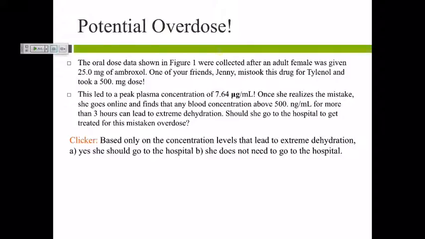Okay, can we figure out the final concentration at 3 hours? That's something you guys can do. Do it, and as you do it, think about another way you can solve this problem too.